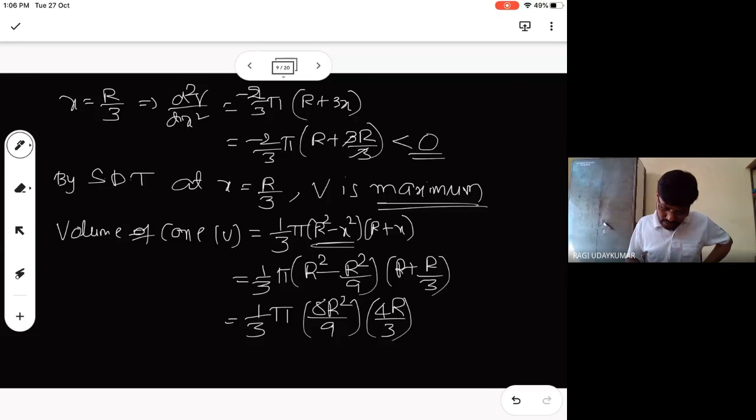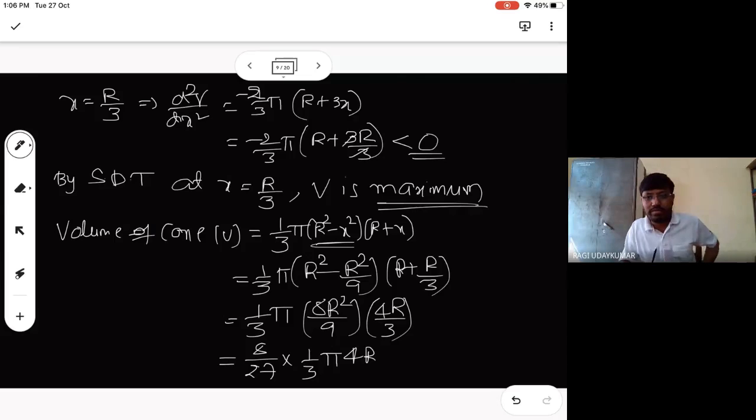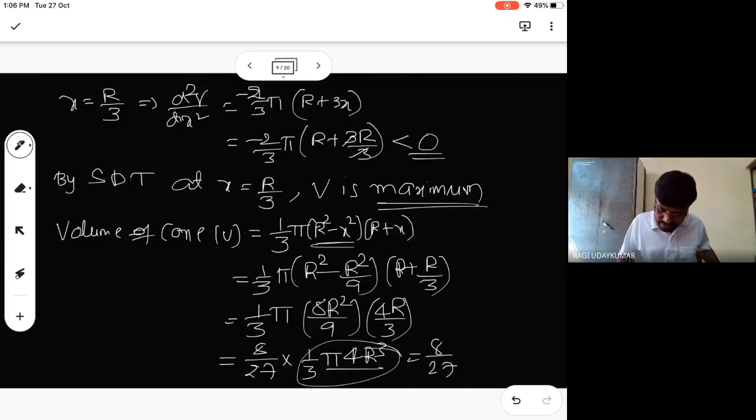So what are you getting here? 9 times 3 is 27. Look here, 8 by 27. I'm writing 8 by 27 into 1 by 3 pi 4r cube. So this is the volume of the sphere; it is 8 by 27 of the volume of the sphere.